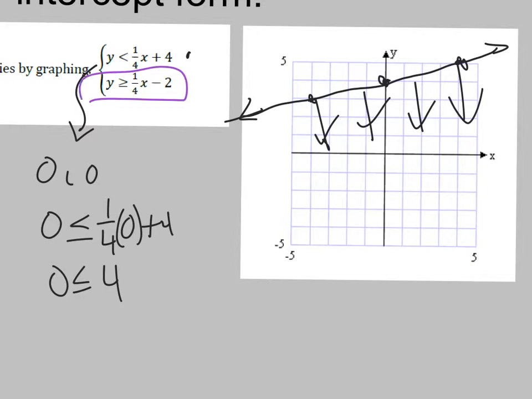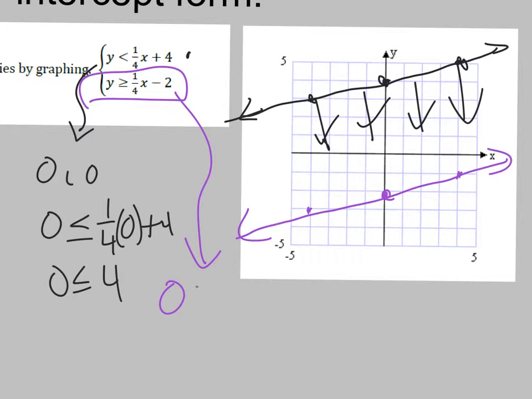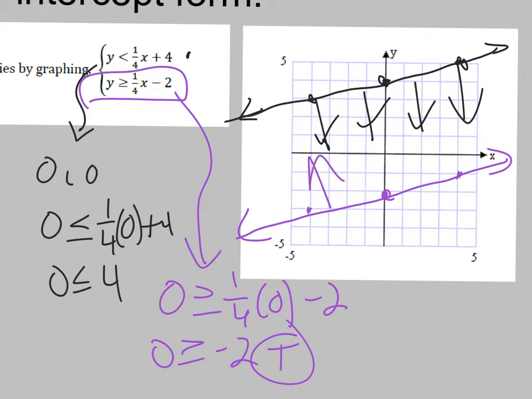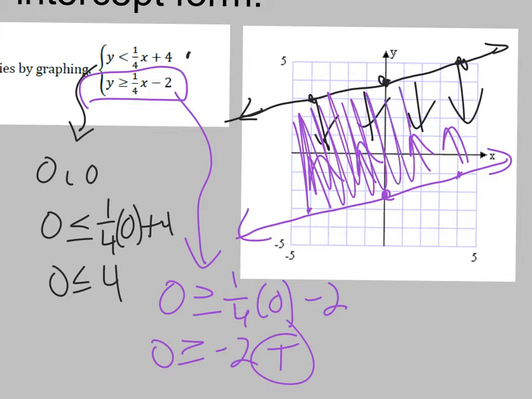So if I look here, that's going to be a -2, up 1 over 4. So these are parallel lines. Hopefully you notice that because they have the same slope. So then I want to test 0, 0. Is 0 greater than or equal to -2? Yes, that's true, so I want to shade towards this way. So I want to do this. There is my common area in between there.